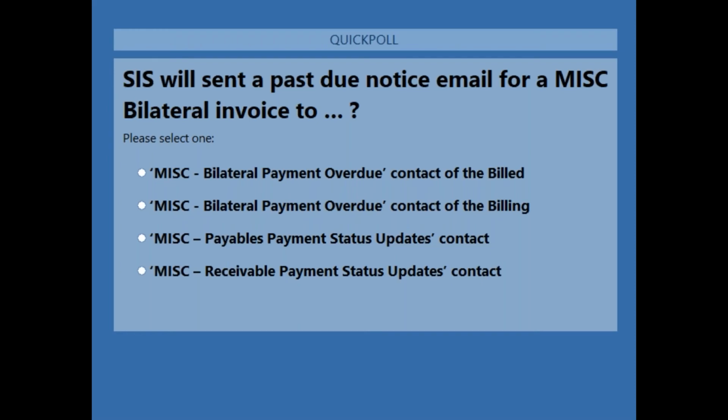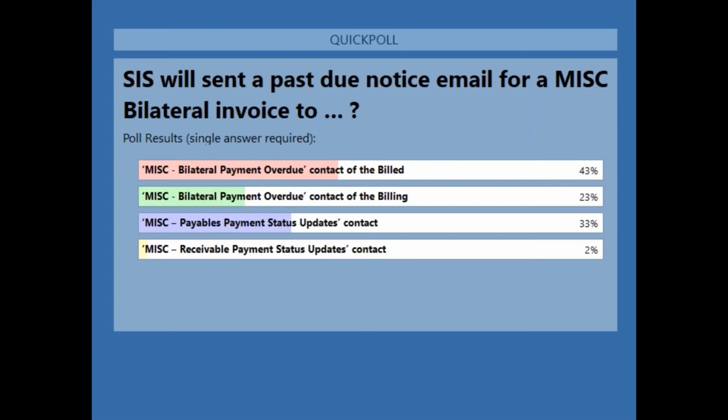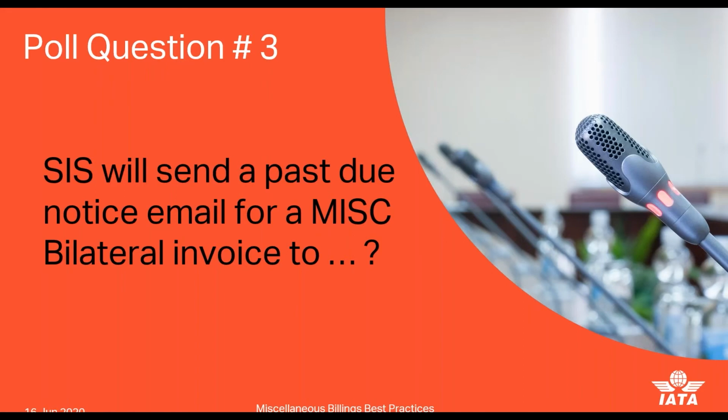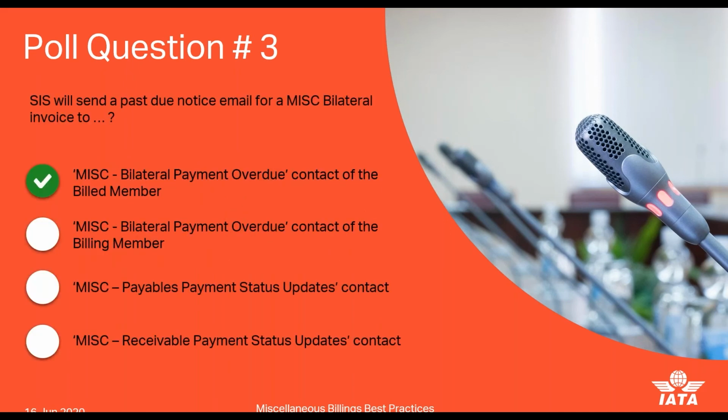Okay, let's go. So the good answer is missed bilateral payment overdue contact, and 43% of you did respond correctly. This is important because if the super user doesn't do that, he will receive a ton of emails. So it's important that you let the super user know that this feature exists, and it's clear that he may send you some reminders if you have invoices overdue, but it will also help you monitor this activity.